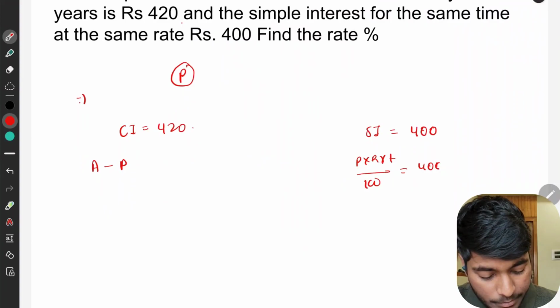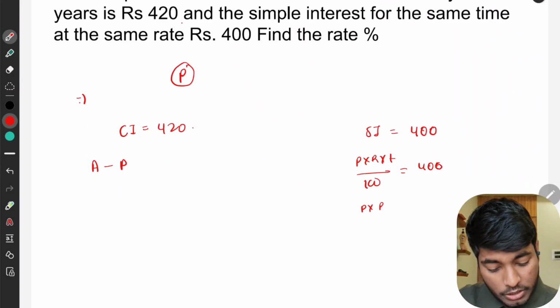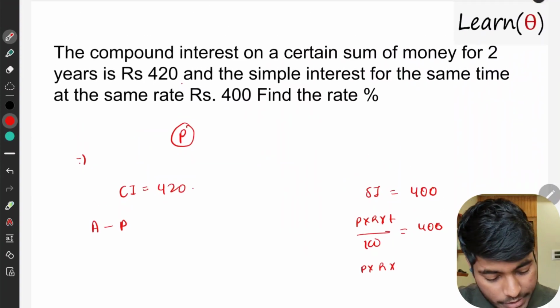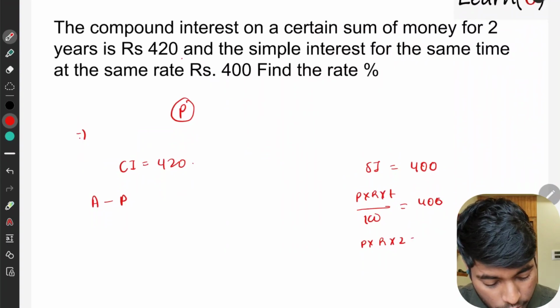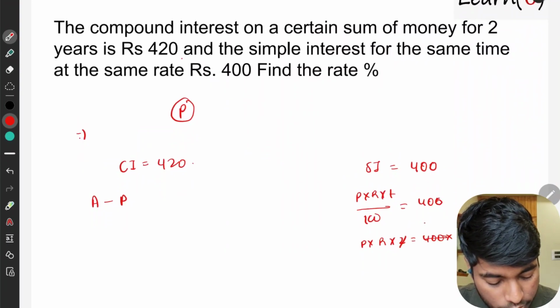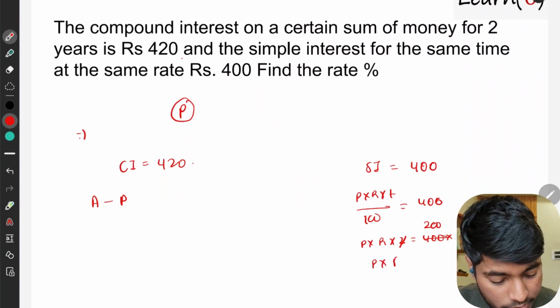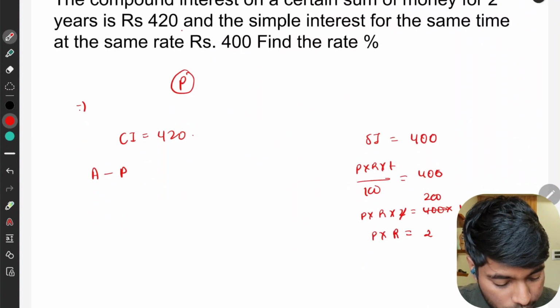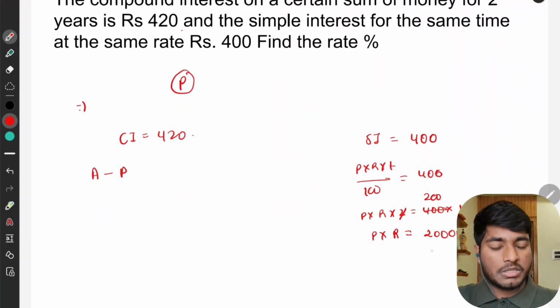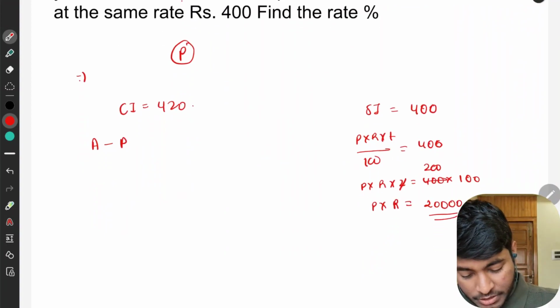So I can simply say P into R into T. What is the time period? The time period is given as 2 years. This is equal to 400 multiplied by 100. 2 gets cancelled. This is 200. So I can say P multiplied by R is equal to how much? This is equal to 20,000. Is that clear? Okay.